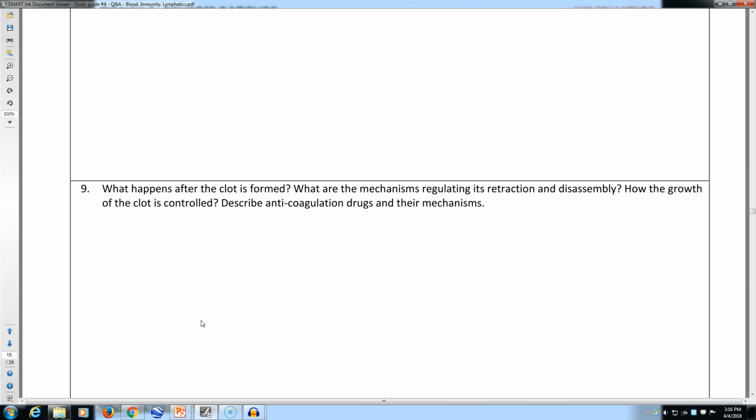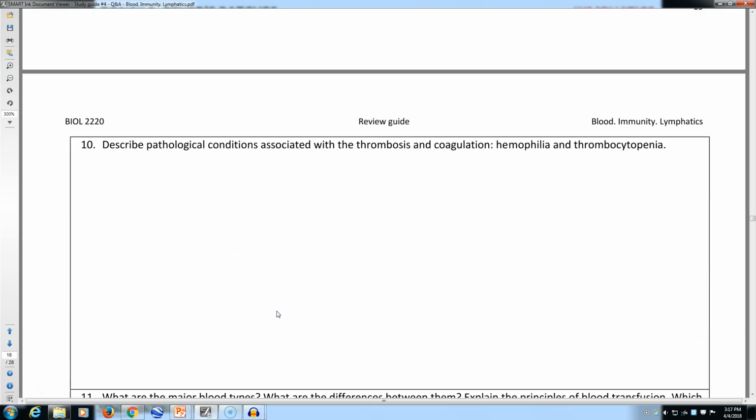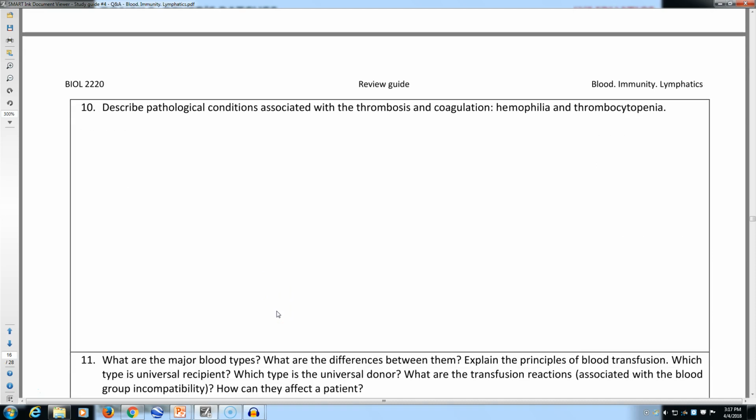Intrinsic and extrinsic pathway, do they end up with the same stuff? Yes. Hemophilia, thrombocytopenia, again, hemophilia. Remember that hemophilia is the lack of clotting factors. That's it. I'm not asking about which one is which. Thrombocytopenia, low platelets.